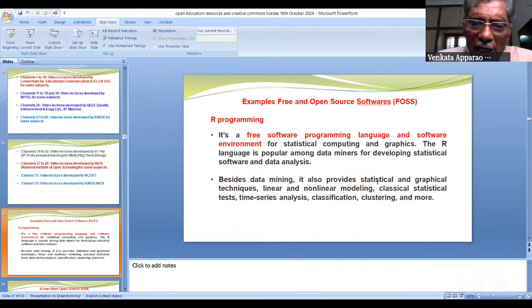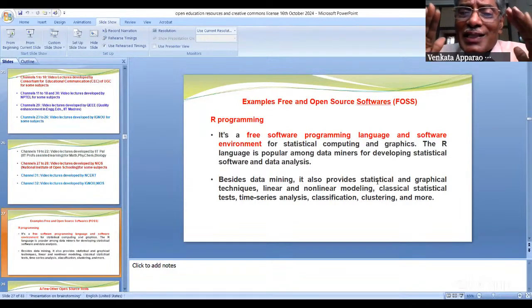For example, R programming. R programming is useful in computer science, mathematics, civil engineering, statistics, social sciences, and several disciplines of knowledge. It is free and open source software, the acronym is FOSS. It's a free software programming language and software environment for statistical computing and graphics. The R language is popular among data miners for developing statistical software and data analysis.